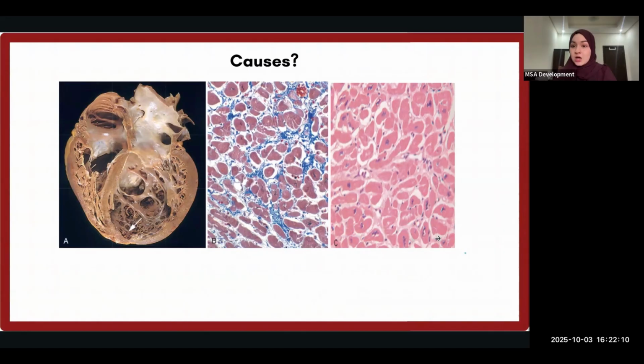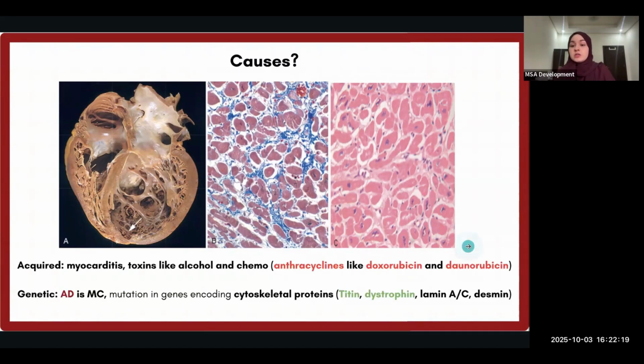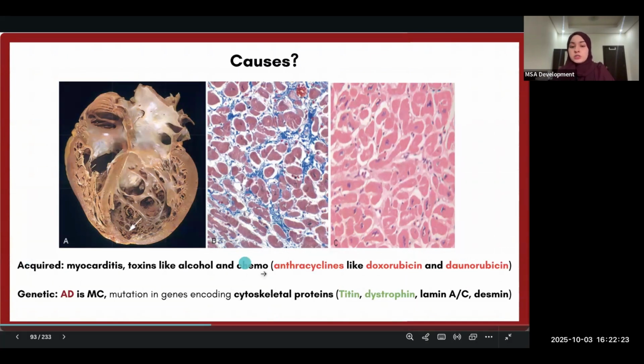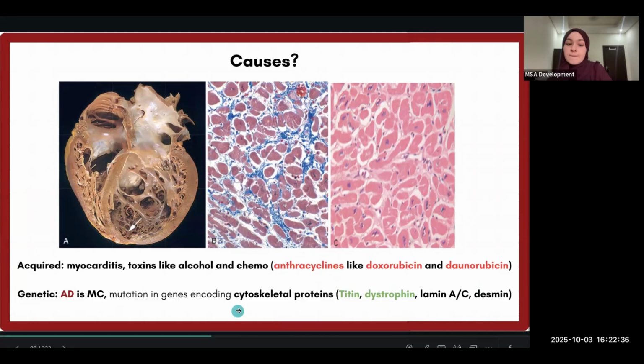So what are the causes of dilated cardiomyopathy? Now, important about dilated cardiomyopathy is it can be either genetic or acquired. The acquired causes can be stuff like alcohol, chemoradiation, like specifically anthracyclines, doxorubicin, daunorubicin. And the genetic causes, it's mostly autosomal dominant, but it can also be autosomal recessive or X-linked recessive.